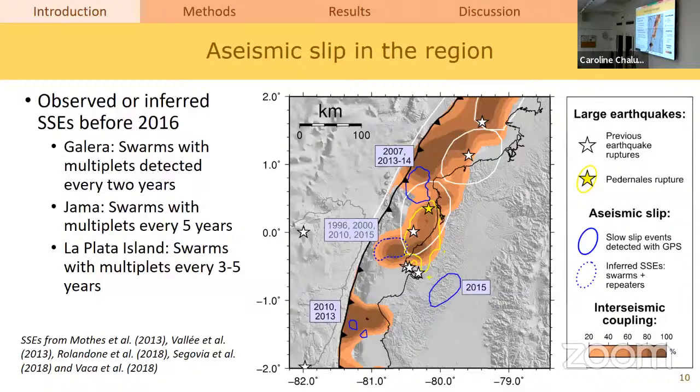And then down here near La Plata Island, we have, again, GPS observations as well as observations of swarms every 3 to 5 years. And then additionally, we have at least one observation of an SSE, a deep SSE, in 2015.